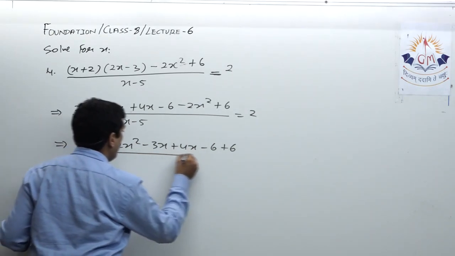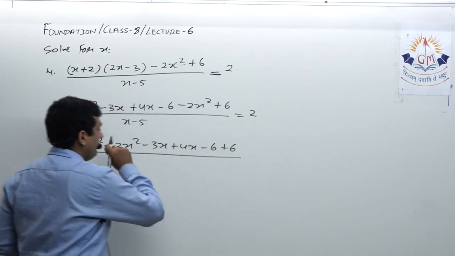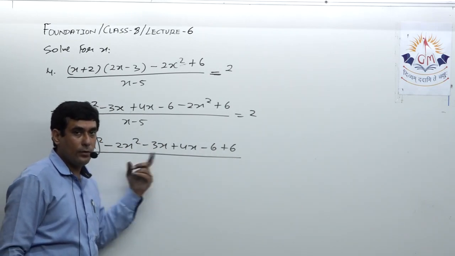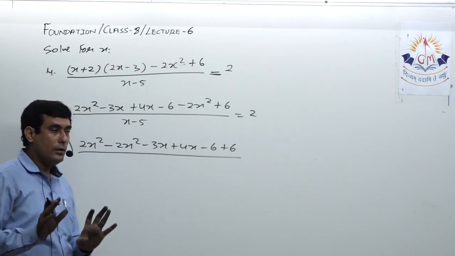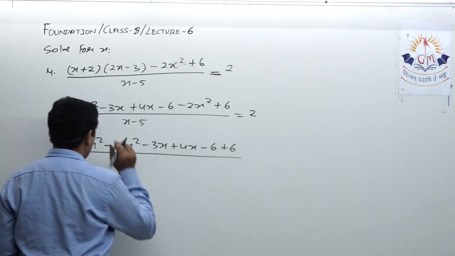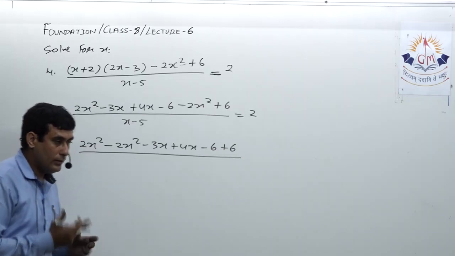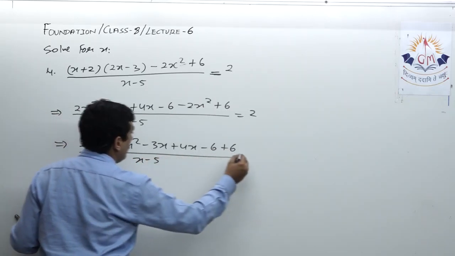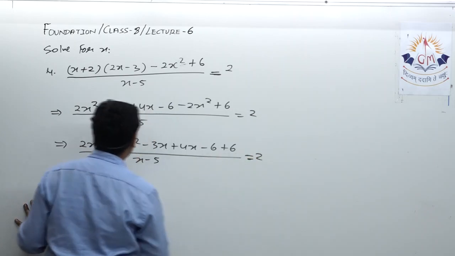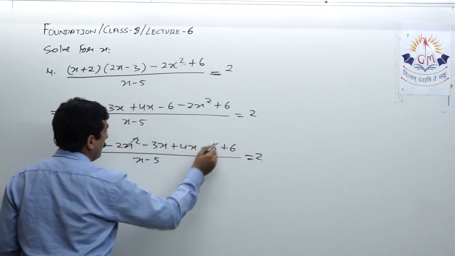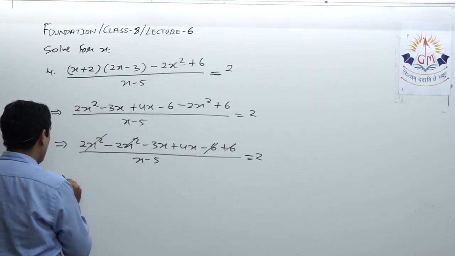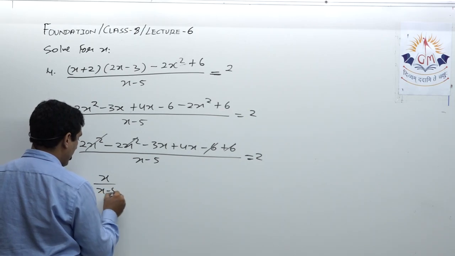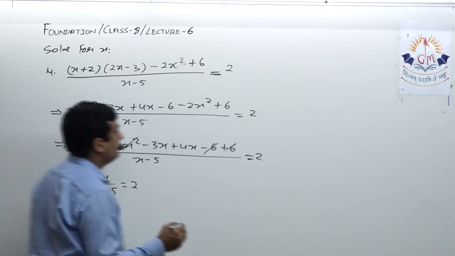As I told you, whenever I write this type of step, in which I write like terms in order, it is just for your better understanding. Otherwise this step can be omitted anytime. Is equal to 2. So here this is cancelled out, this is again cancelled out. So what we are left with in the numerator is only x upon x minus 5 is equal to 2.